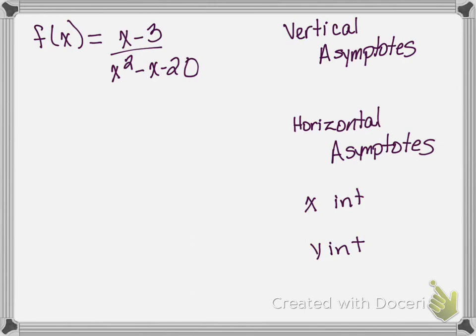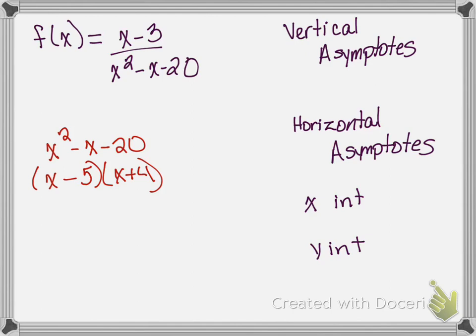Now, the vertical asymptotes are always defined by the denominator. So we need to factor our denominator. I've got x squared minus x minus 20. That does factor. It factors to x minus 5 and x plus 4.